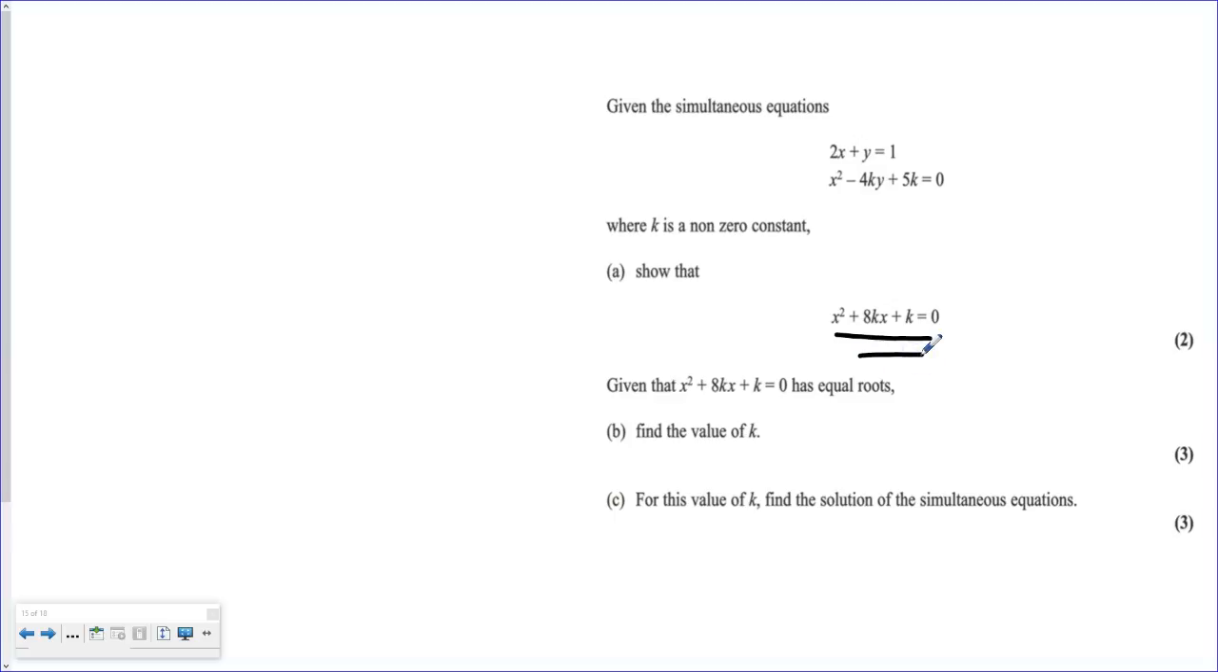So all sorts of different things people do for this one. When you've got two simultaneous equations like this, one of them is linear, one of them is not, rearrange your linear equation and then sub in. Now remember, we're trying to show that we get x squared plus 8kx plus k, so we need to eliminate y. So don't rearrange it for x, because if you rearrange it for x and sub it in, you'll just have y values. Also, if you do that, you'll get a fraction, and then you'll have to square that fraction, and it'll make the whole thing very complicated.